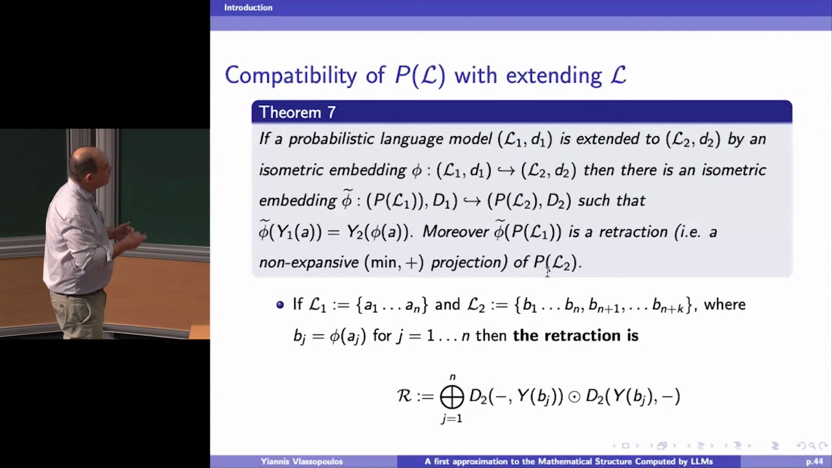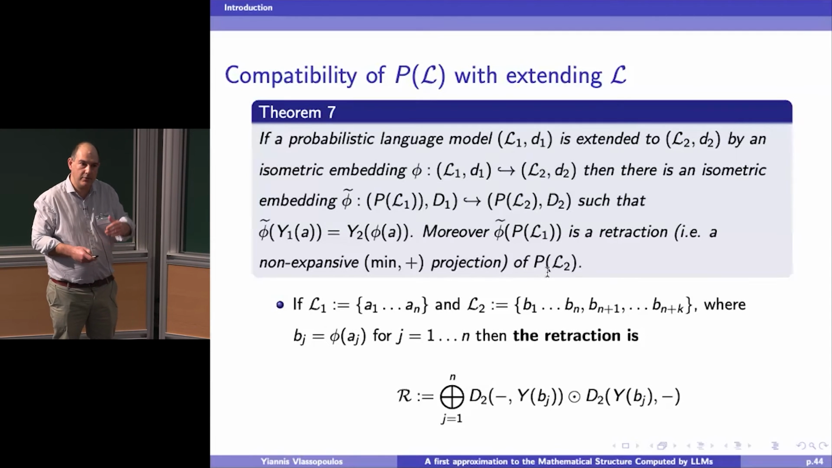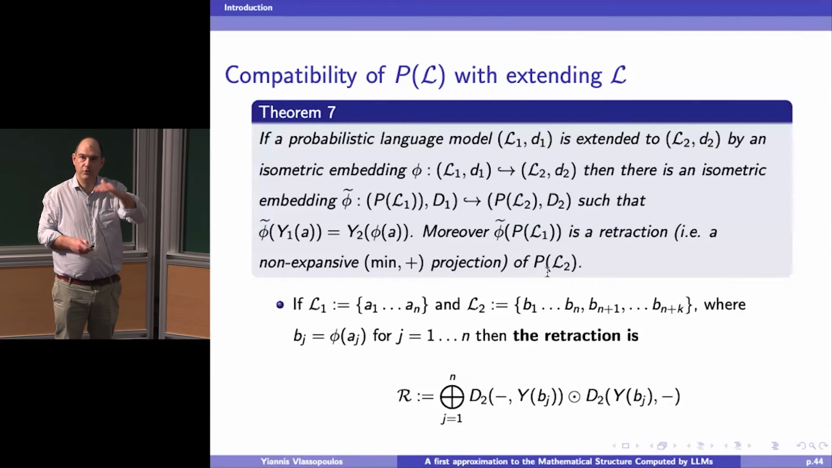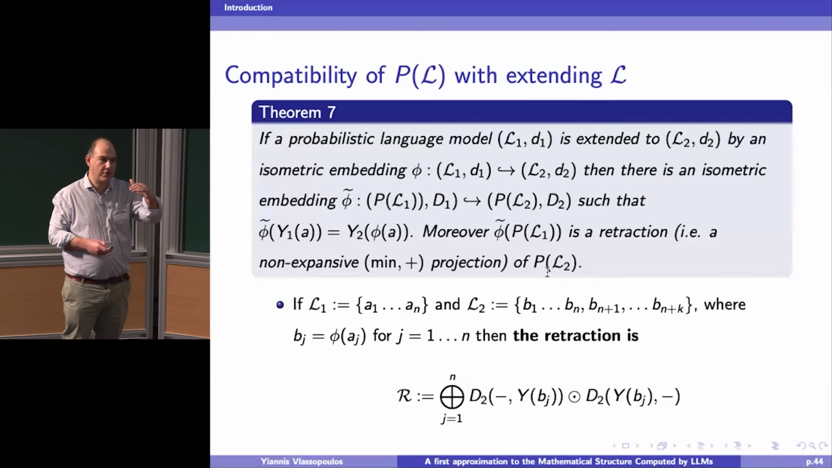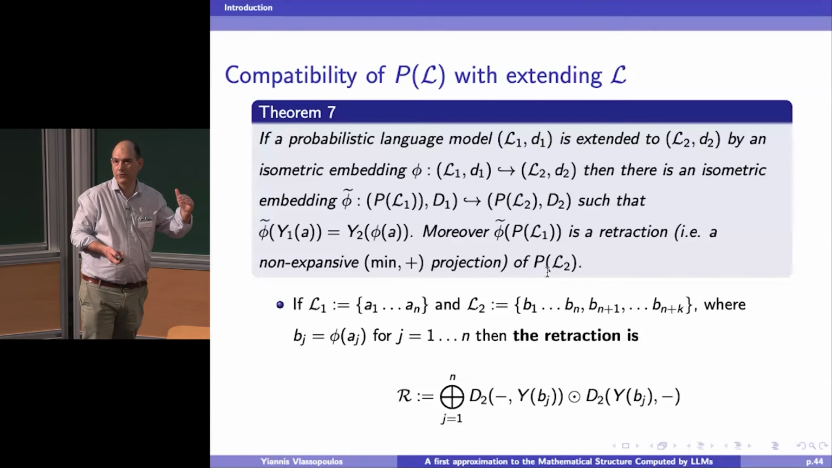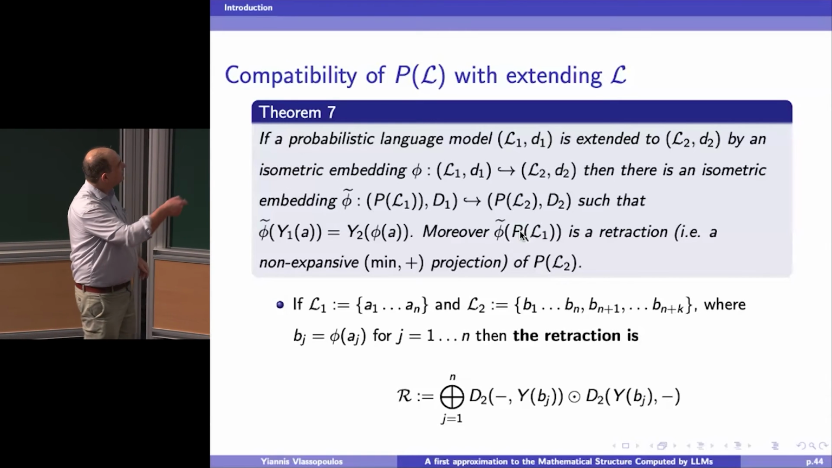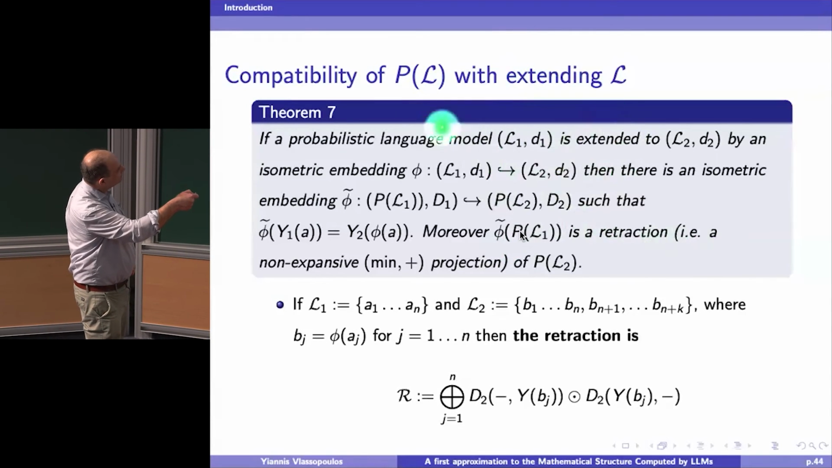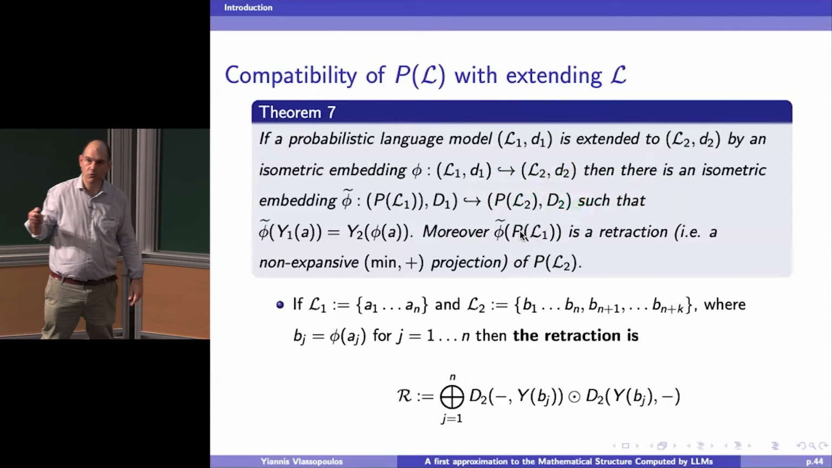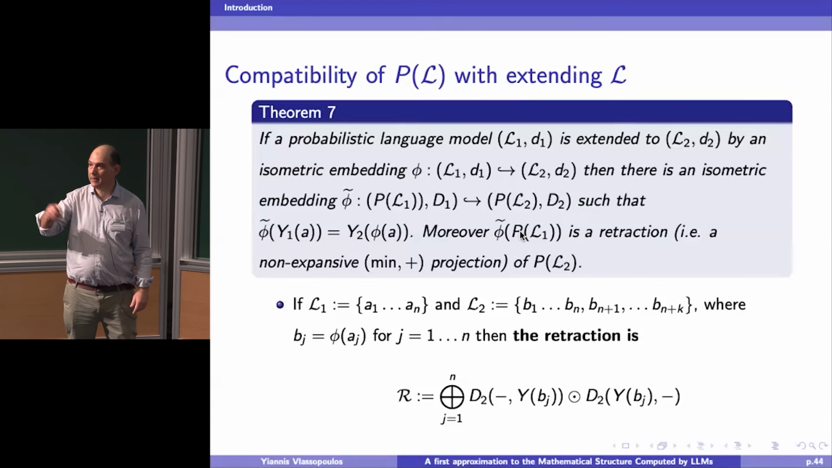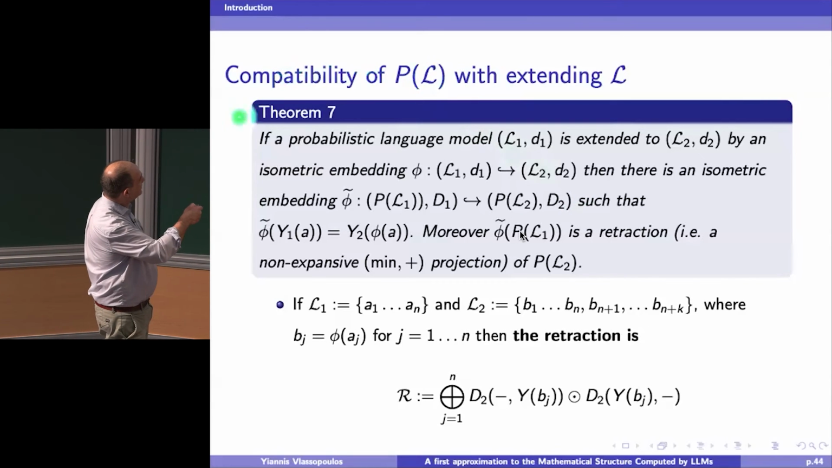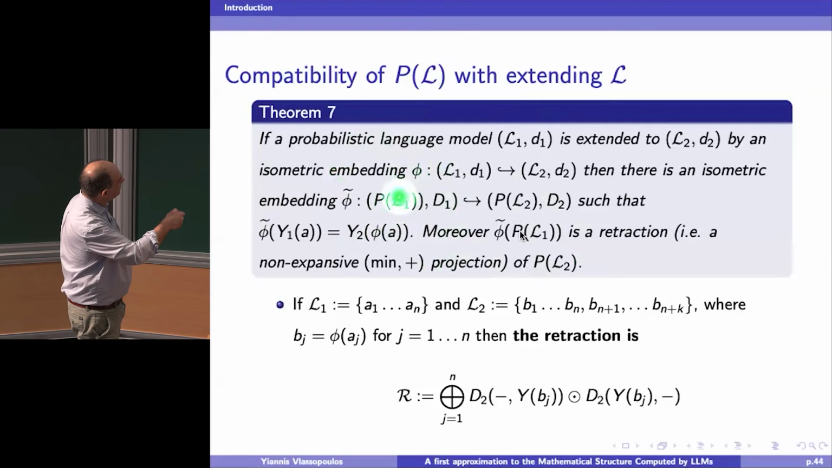One thing that we thought to check: when you have a corpus, of course you always want to add more corpus. So this construction should behave nicely under extending the corpus, and it actually behaves very nicely. If you have an initial corpus L1 with D1, and you get another one which is isometrically embedded in the first one, which means that you don't want to screw up the initial probabilities, you want to keep these as they are and add some more, then there's an isometric embedding of the corresponding polyhedra that is compatible with this inclusion.